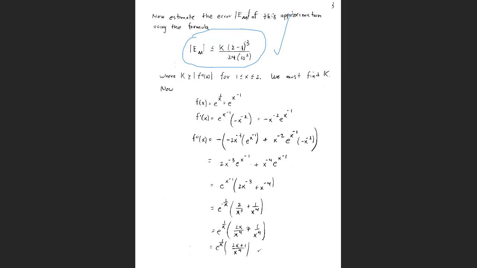Okay, so everything in the error-bound formula is determined except this K value. We have to find the K value, and we're told that the K value that we want to find has to be greater than or equal to the absolute value of the second derivative of our function over the interval from 1 to 2.